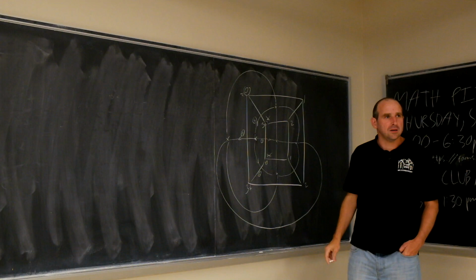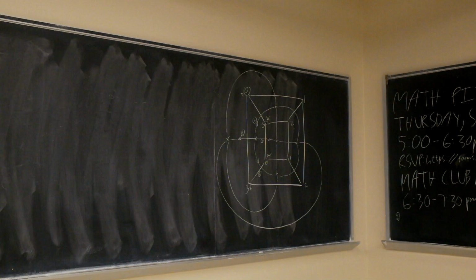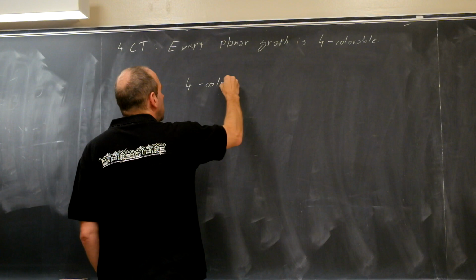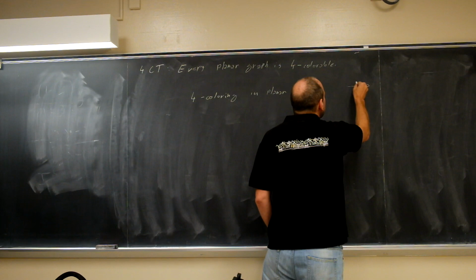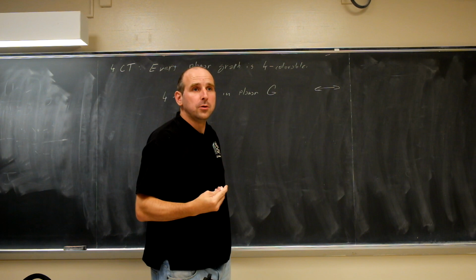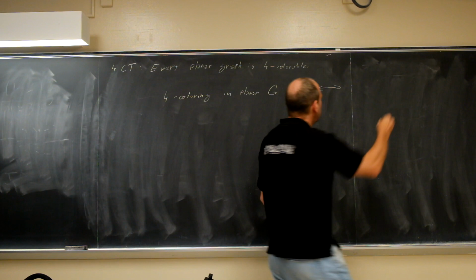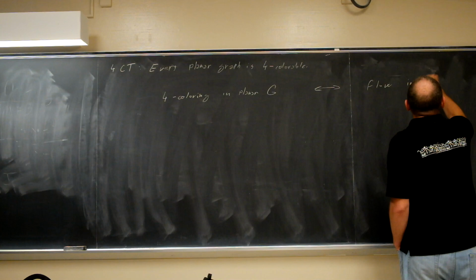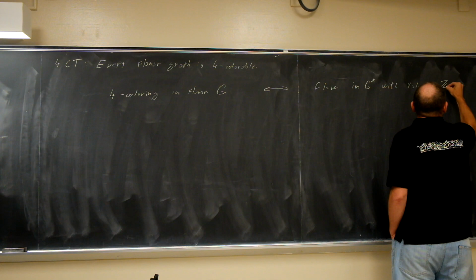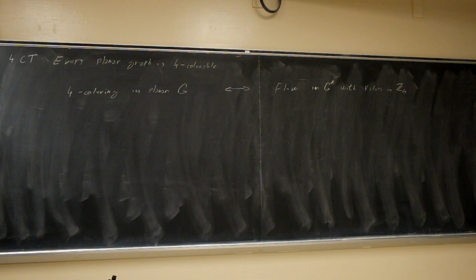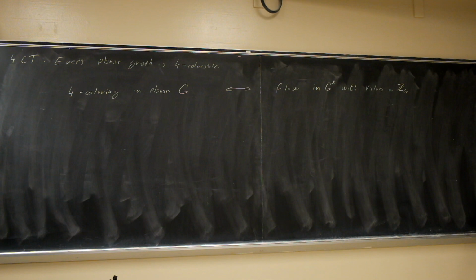So if I have a four coloring in a planar graph G, this process gives me a flow in the dual of the graph with values from Z4. And by flow, I mean this property that if you sum up the amount of flow leaving any vertex, it will be 0 in Z4.